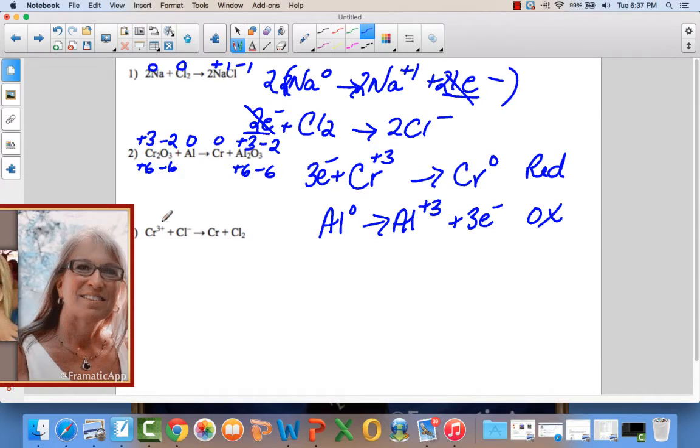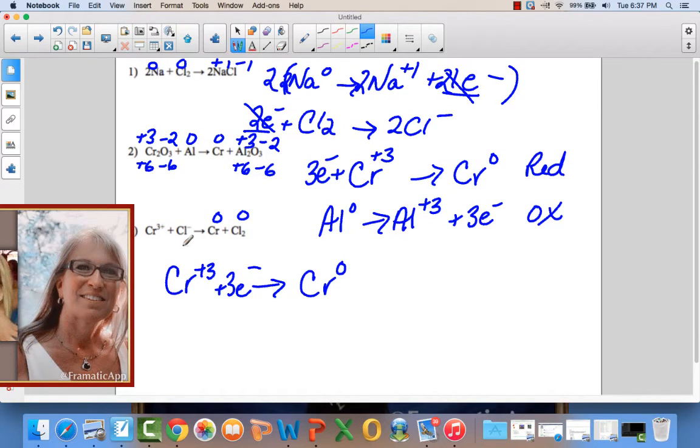Here I've got charges, so this is going to be +3, -1, this is 0, and this is 0. So I've got Cr+3 going to Cr0, so I have to add 3 electrons here. And then on the other side of this, I've got Cl- going to Cl2. Notice my mass is not balanced. I have to add a 2 in front of this. 2 times -1 is a -2, so I'm going to add 2 electrons to the right, so I have -2 and -2.